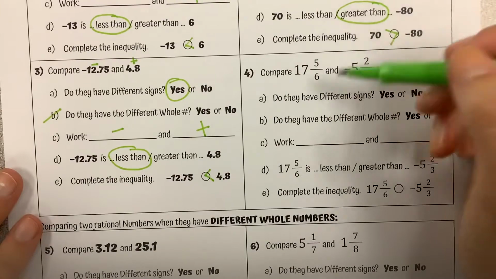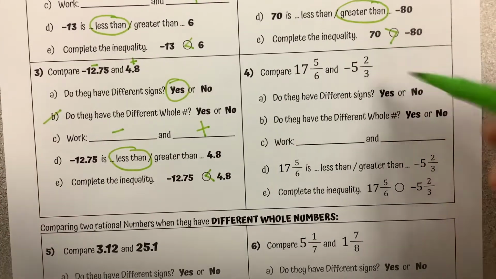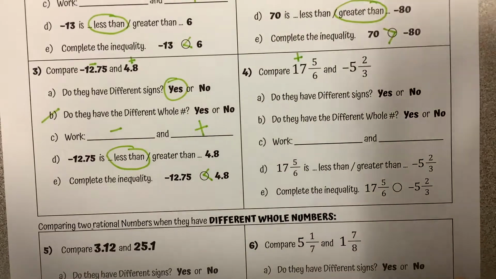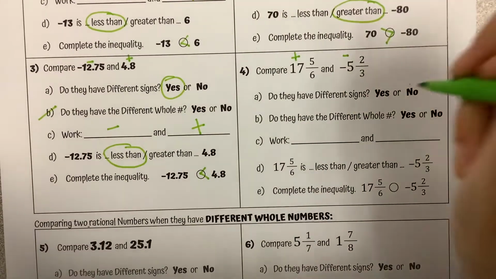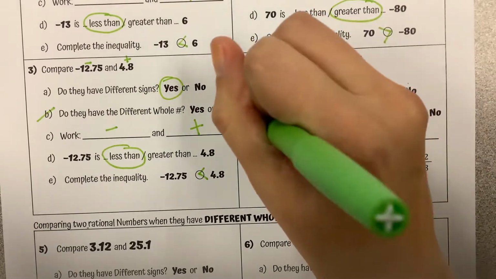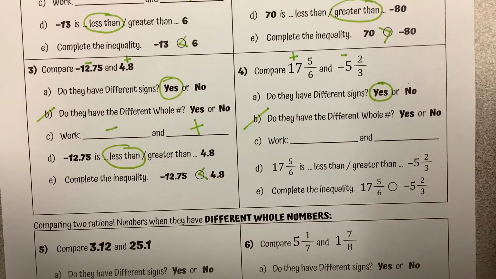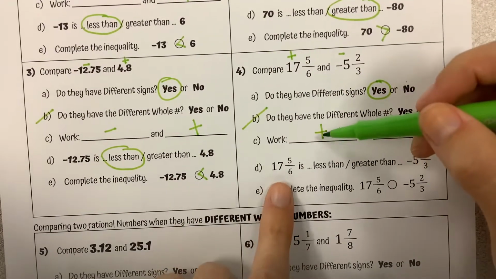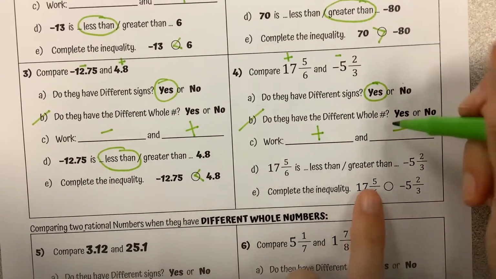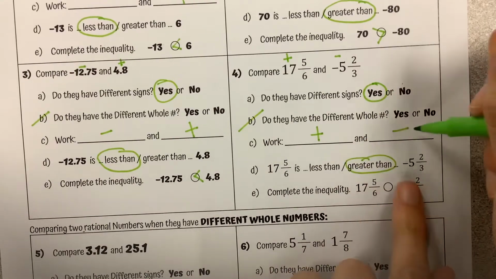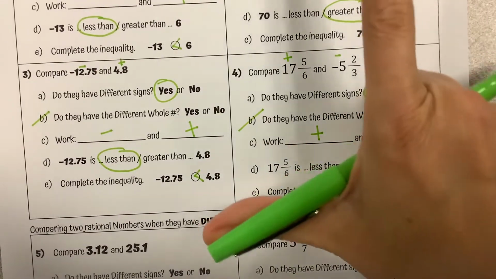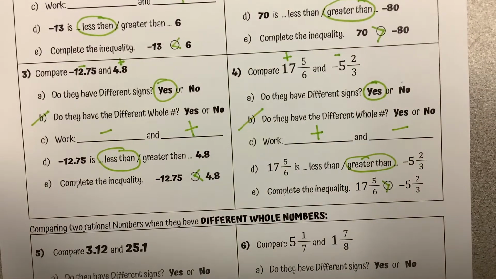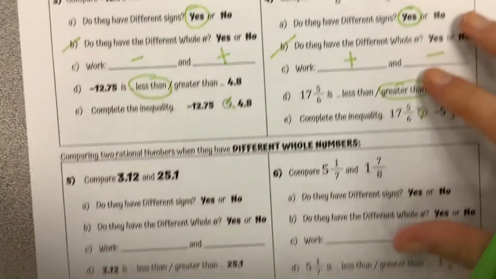And one more with fractions. Sometimes we see the fractions and right away think we need to start doing the work. Here we have a positive value. Here we have a negative value. So we have different signs. I don't need to look at the whole numbers. I'm just comparing the positive to the negative. A positive value, positive 17 and 5/6, is always going to be bigger than a negative. Greater than is to the right. This is our inequality symbol. So that is when they have different signs.